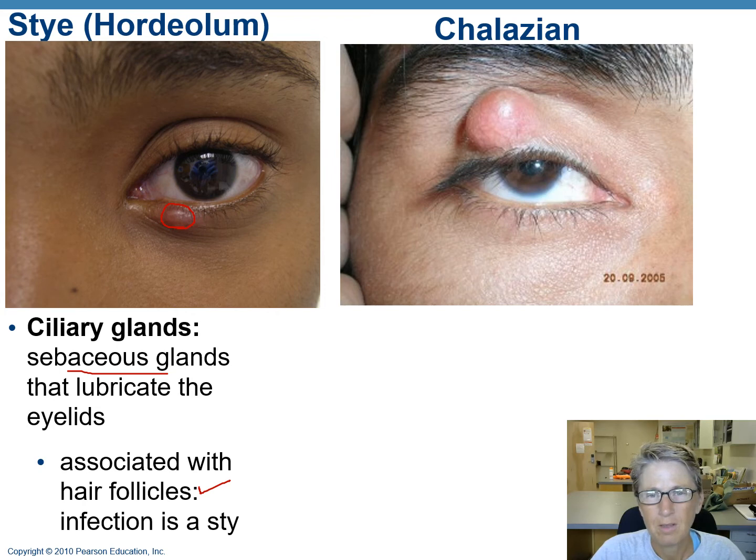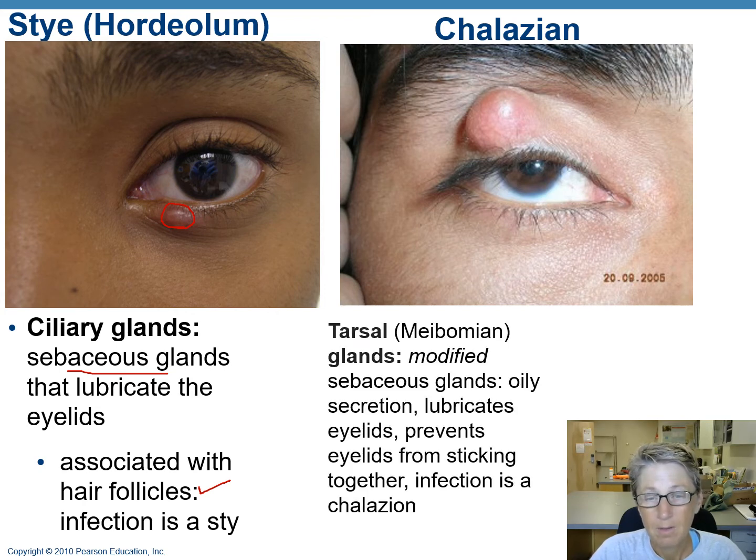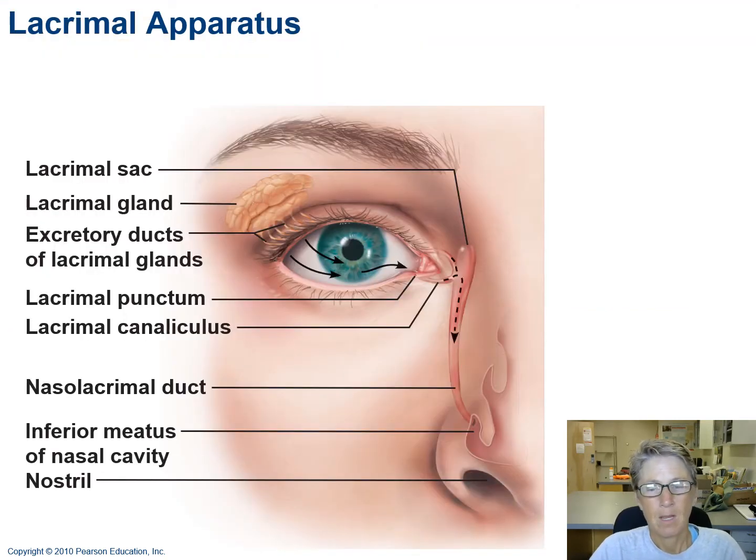This is a chalazion, and it's an infection of the tarsal glands. The tarsal glands are modified sebaceous glands, so they give kind of an oily secretion that prevents the eyelids from sticking to the eye. And then there's a structure called the lacrimal apparatus, and that brings tears to your eyes. It's kind of an interesting setup, how it all flows medially, so the tears flow medially, and then they flow down into your nose.